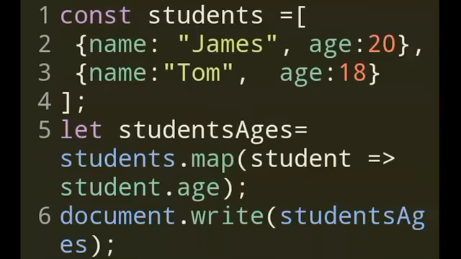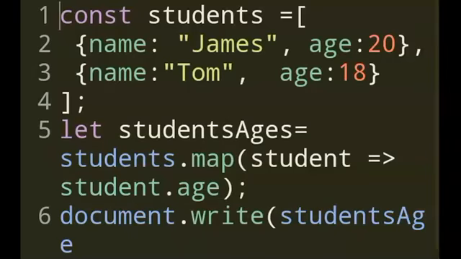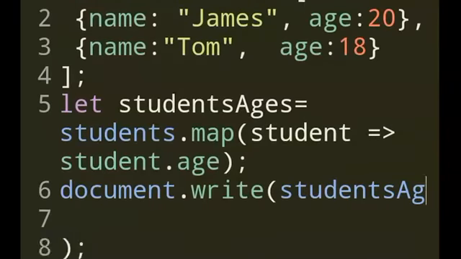But if you just find for students, you will find it's the same object that you will get. If you do document.write students, you will get just the object only. So it should be, oh sorry, document.write students ages, yeah, 2018.